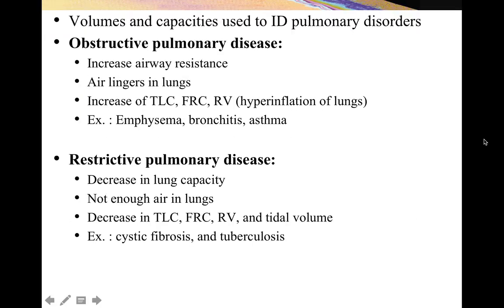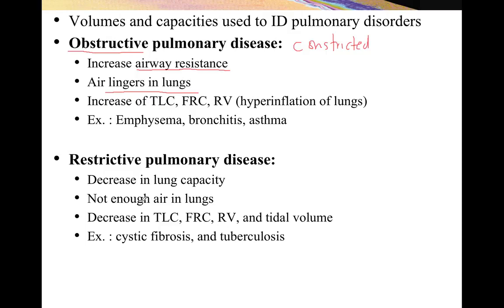Now, why do we focus on these? There are two types of disease that you really need to know, and these are the two main branches of pulmonary disease. The first one is called obstructive pulmonary disease, and this is when your air passageway has been constricted, which means air resistance is high, and air will stay inside your lung instead of being able to move out of your lung.